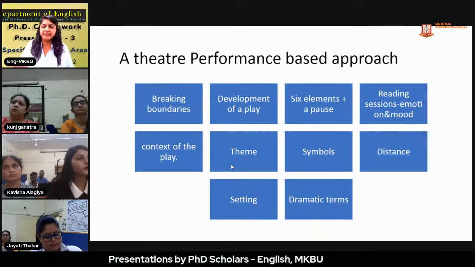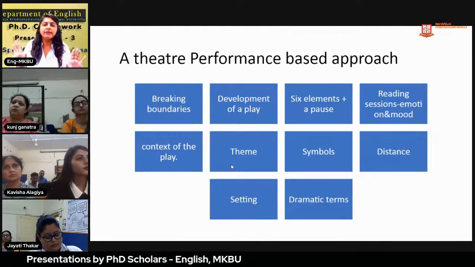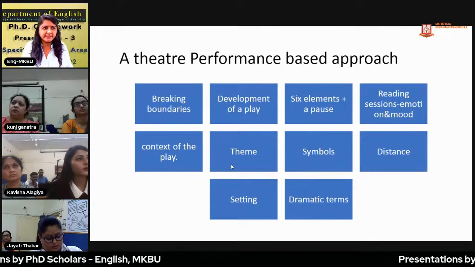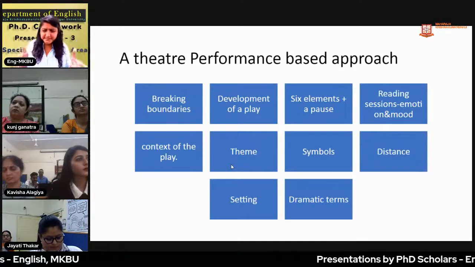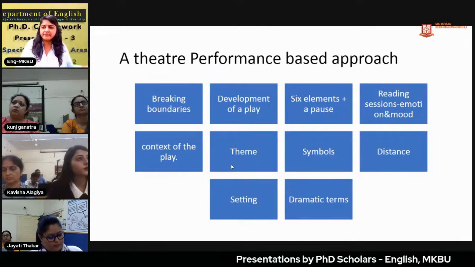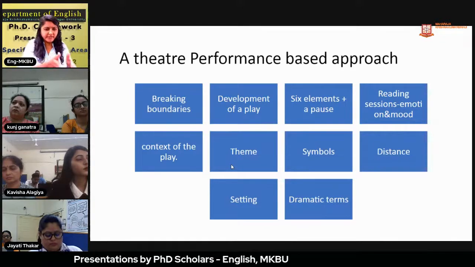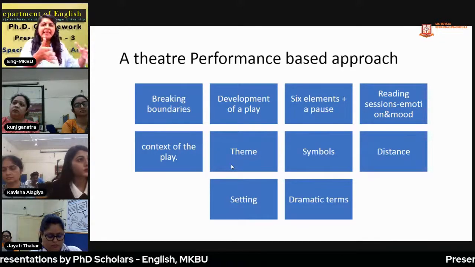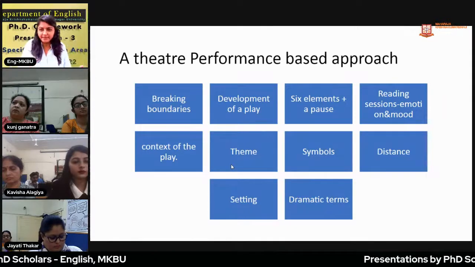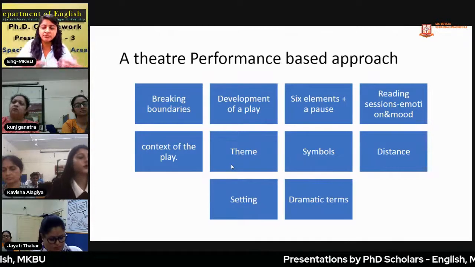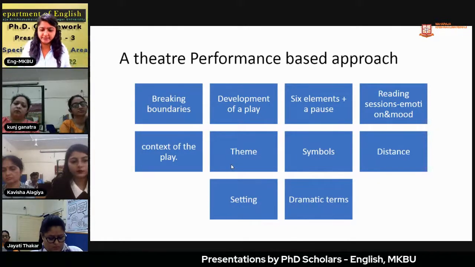Because you can say that they are not in a good position. We can say there is a setting of an office. So there is a boss, there is an employee, so there should be a particular distance between them. So it is shown through drama, and the students themselves do that. So we understand the distance better.